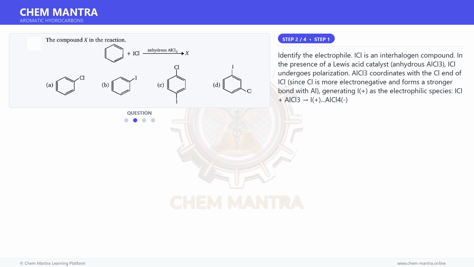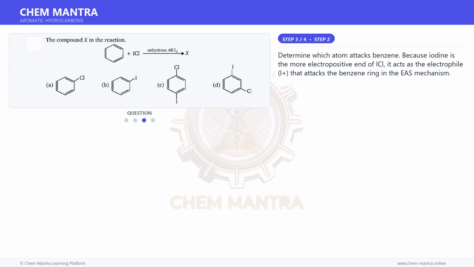Identify the electrophile. ICl is an interhalogen compound. In the presence of a Lewis acid catalyst, anhydrous AlCl3, ICl undergoes polarization. AlCl3 coordinates with the Cl end of ICl, since Cl is more electronegative and forms a stronger bond with Al, generating I+ as the electrophilic species. ICl plus AlCl3 gives I+ and AlCl4-. Moving on to the next step.